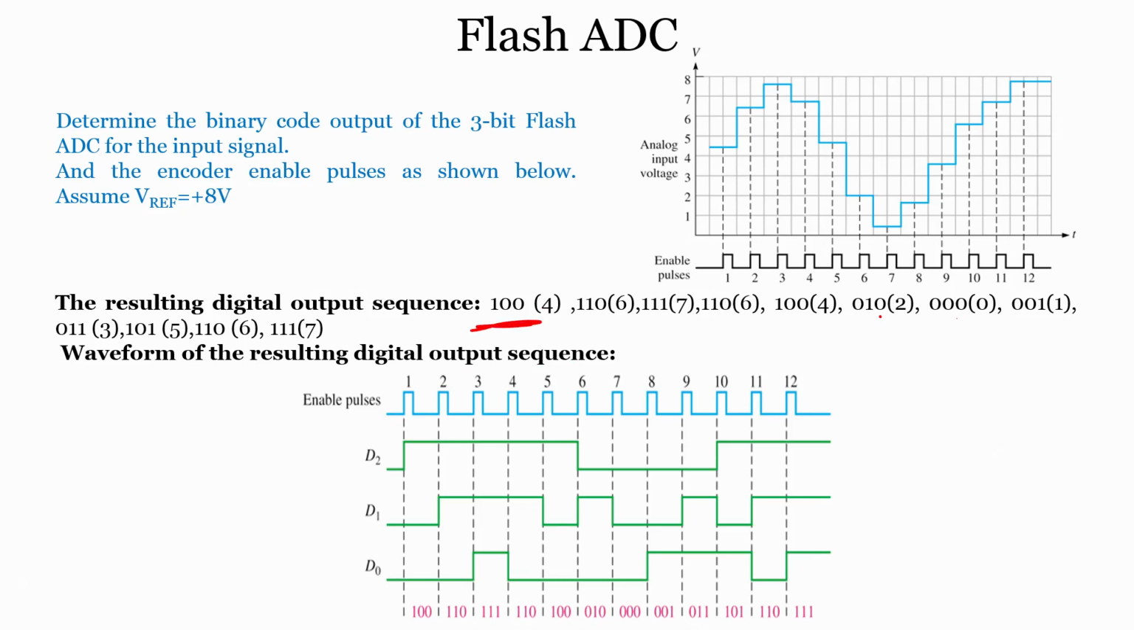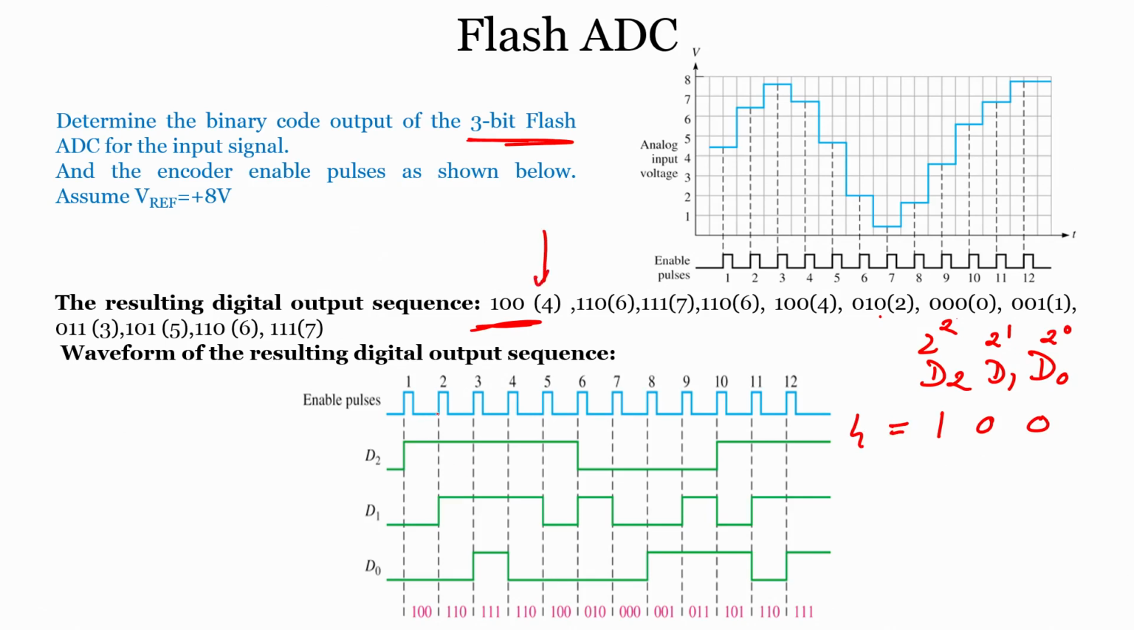100. So, if you have here a 3 bit flash, you have D2, D1, D0. So, 100 is given by D2, D1 and D0. So, 100, 2 raised to 0, 2 raised to 1, 2 raised to 2. So, 100 will give us 4, that is here.